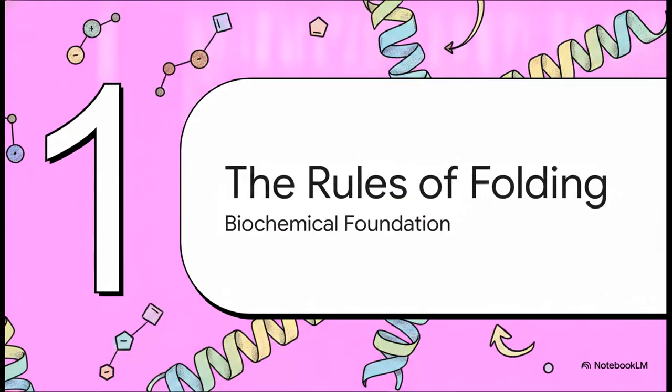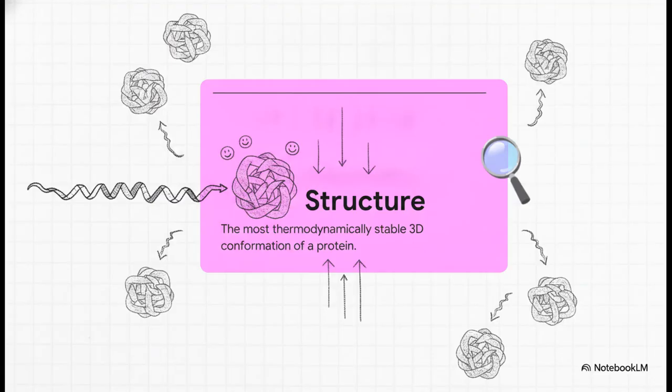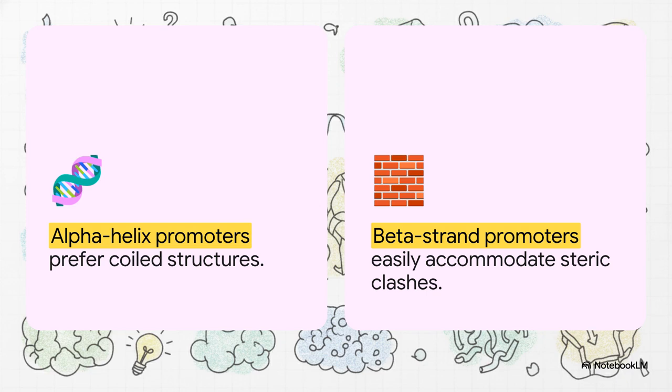Section 1. The rules of folding. Building the biochemical foundation. Now, to really understand folding, we first need to understand the destination. The ultimate goal for any folding protein is to reach its native structure. You can think of this as the protein's happy place. It's the lowest energy, most thermodynamically stable shape it can possibly achieve, where all the molecules are just perfectly relaxed. And the fundamental question of biochemistry is this: how does the linear sequence know exactly how to find this one perfect 3D shape? Well, it starts locally.